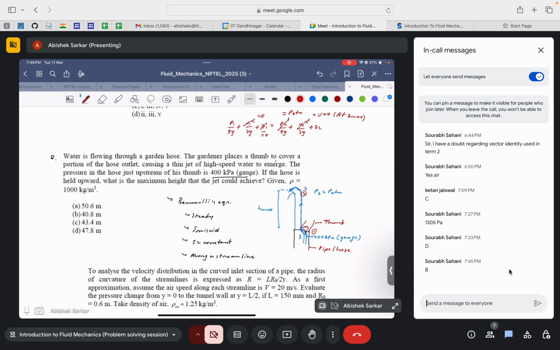So with that assumption, if you take V1 as 0, then you can equate the term P1 by rho g to Z2, and you will get Z2 as 40.8. P1 would be 400 gauge, so 400 kilopascal, 10 to the power 3, divided by rho, which is 10 to the power 3 into 9.81, is equal to Z. If you do this calculation, you will get something like 40.8 meter.